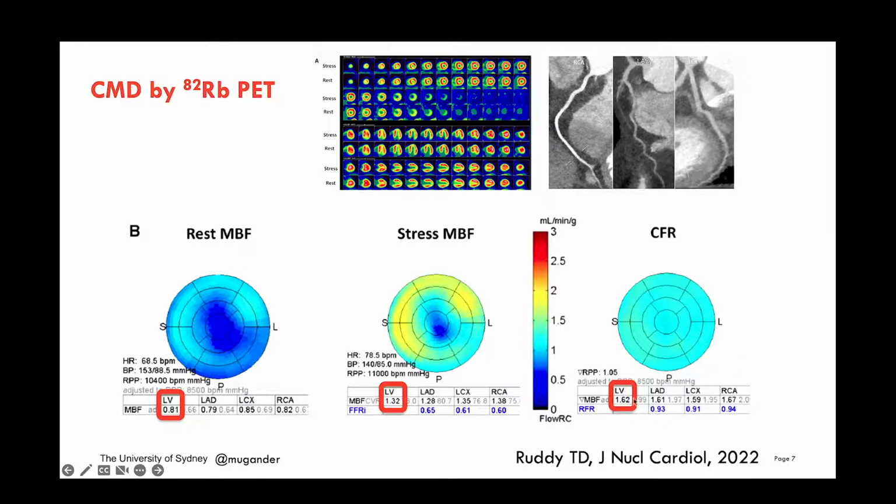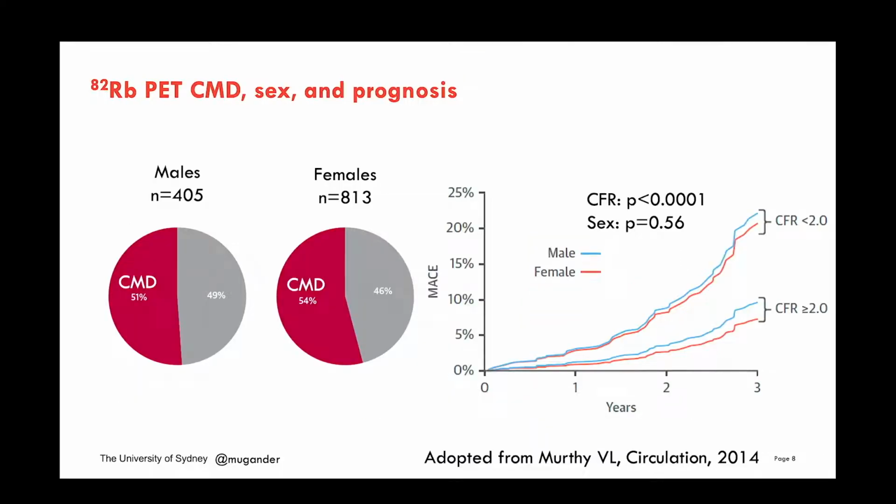In this case, 1.6 is certainly less than 2, and there is an absence of any focal perfusion abnormalities, the slightly lower values in the apex here being attributable to partial voluming. So it can be detected by PET, and then how does that play out in the disease space?